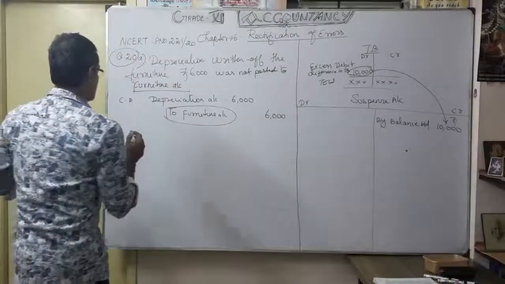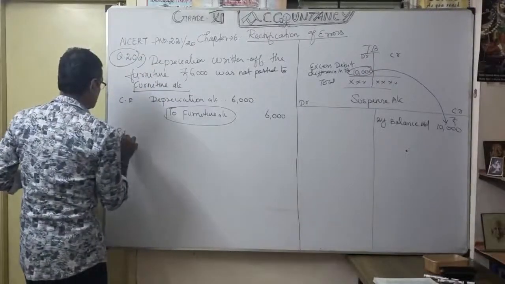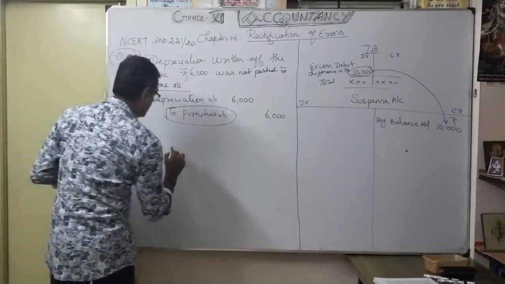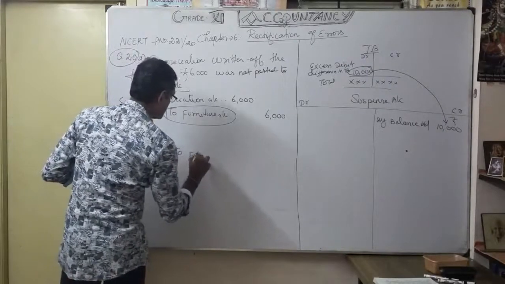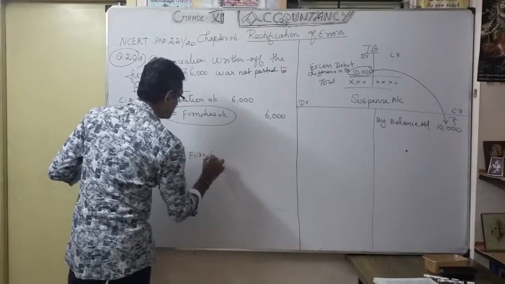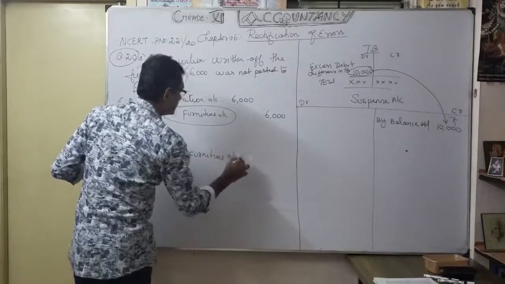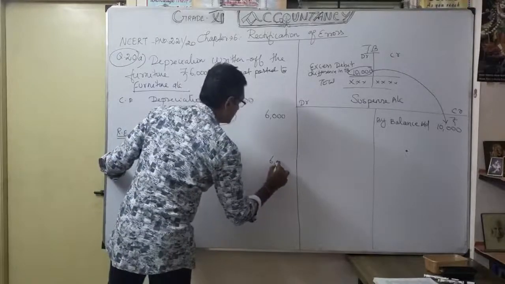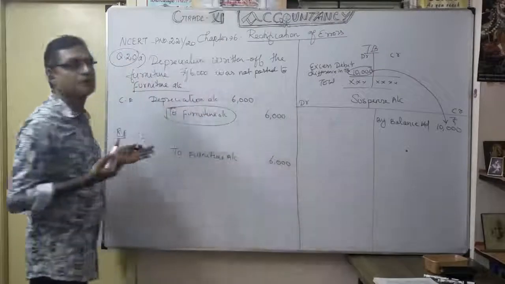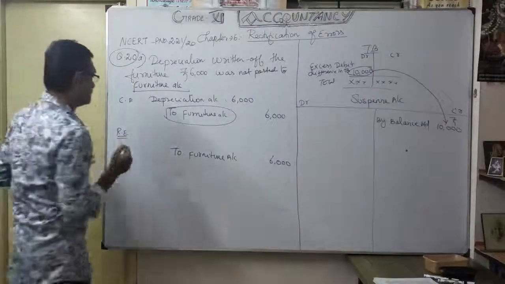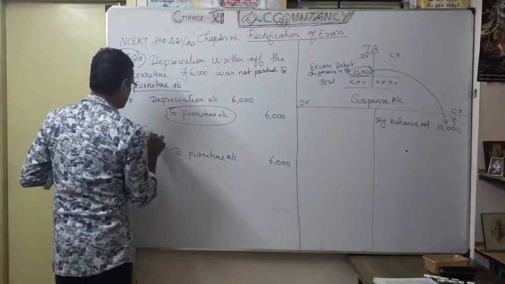So what is the rectification entry? What do you want to do? Anyway, they said not posted. Now you are going to post it to furniture account. Furniture account, how much? 6,000. So on our debit side, what? That is a one side error. On the debit side, we are going to keep the suspense account.